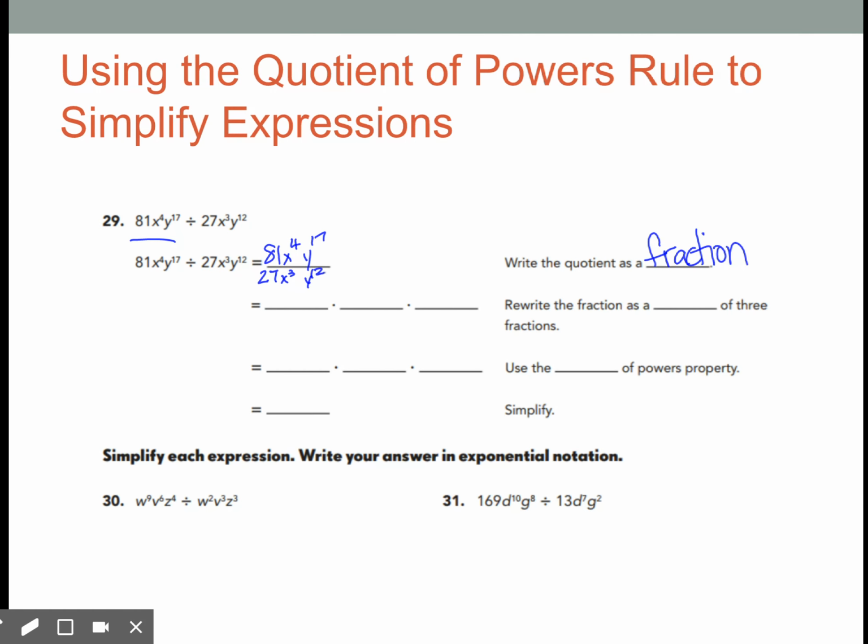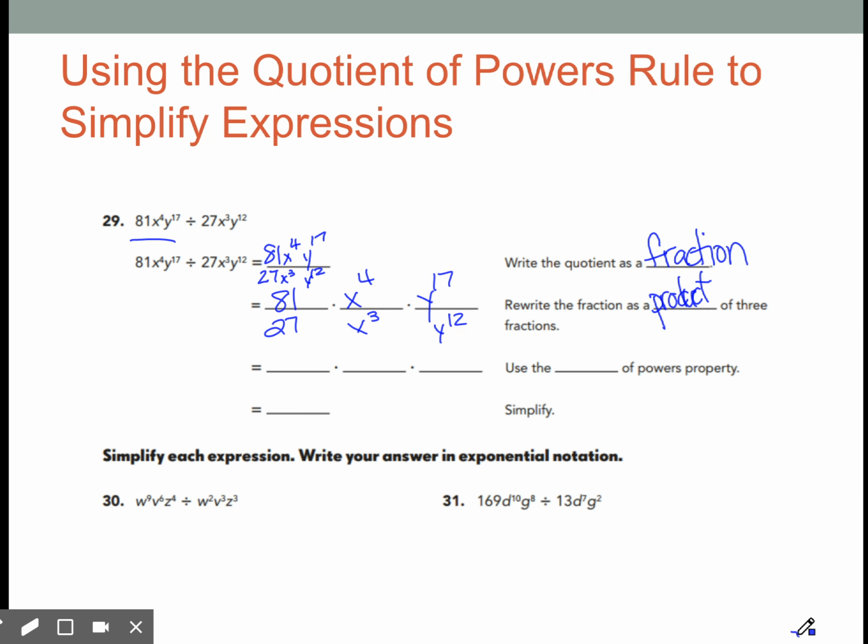And now I'm going to rewrite the fraction as a product of three fractions. Excuse me for my stutter. So first I'm going to do my coefficients, or just my numbers, 81 over 27. Then x to the 4th divided by x to the 3rd, and y to the 17th divided by y to the 12th.